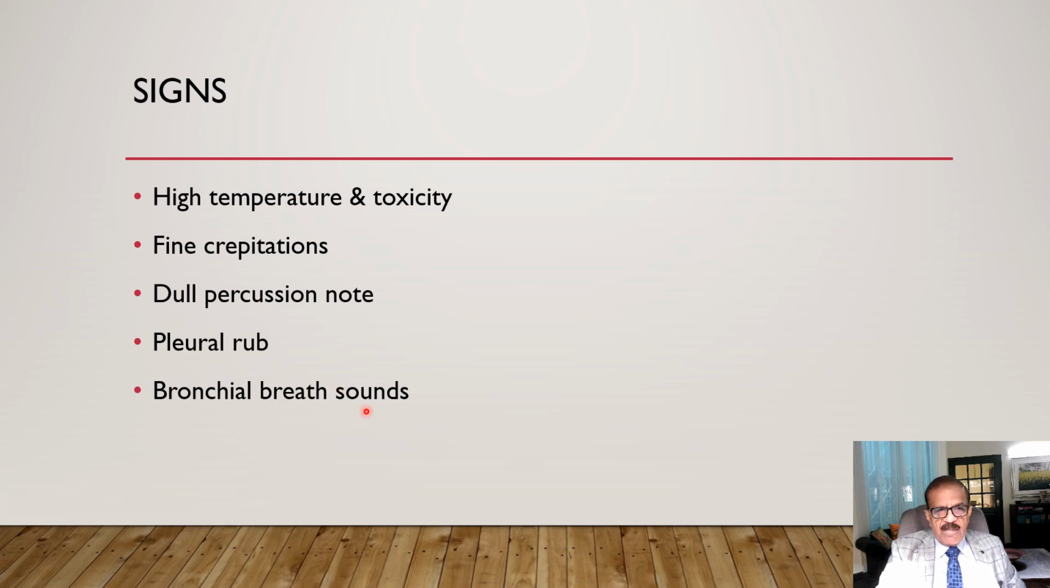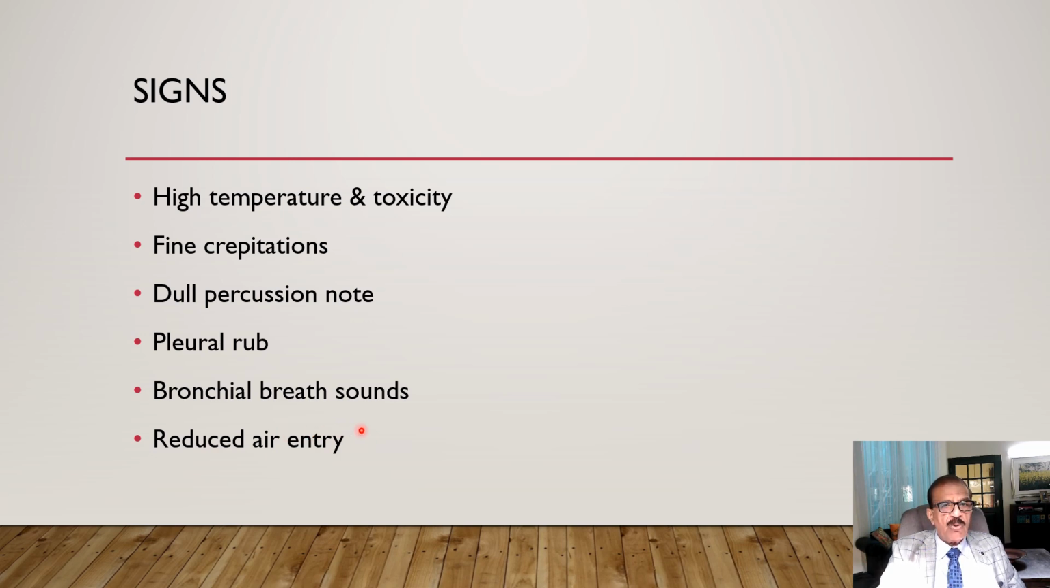Then bronchial breath sound may be a sign. So these are the signs. I think again, if somebody has a fully developed pneumonia, you can expect one or more of these physical findings. Then reduced air entry, particularly if there is associated effusion.